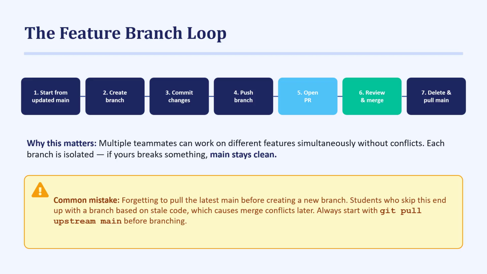One of the biggest common mistakes I see in new developers is forgetting to pull the latest main once your feature branch has been merged, before you move on to creating your next new branch. Students who skip this end up with a branch based on stale code that doesn't include their previous changes, and then it creates merge conflicts later.